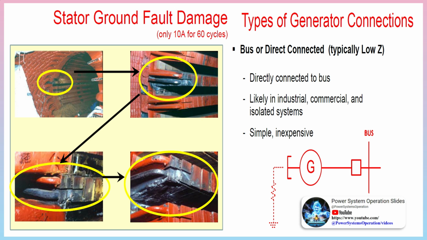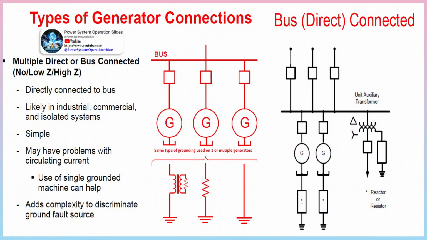A generator is designed to produce relatively high voltage in comparison to its output, and therefore contains a large number of conductors per slot. With increasing size and voltage of the generator, this form of protection is becoming essential for all large generating units.